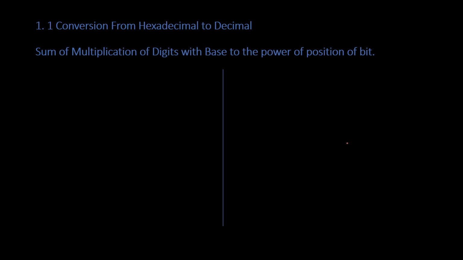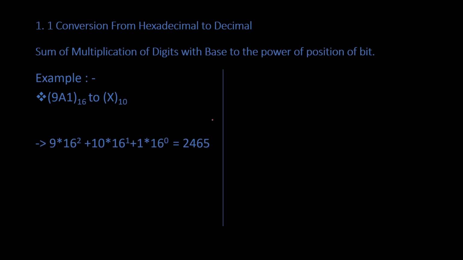Similarly, in hexadecimal to decimal, take the example 9A1 base 16. We have to convert it to decimal. Here we take 9 into 16 to the power 2, because for 9 the bit is the second bit. Then 10 into 16 to the power 1, this will be the first bit. And I told you A is represented as 10, or 10 is represented as A. So A is 10, we take 10, then we multiply, and take 1 and multiply, and we get the value 2465.